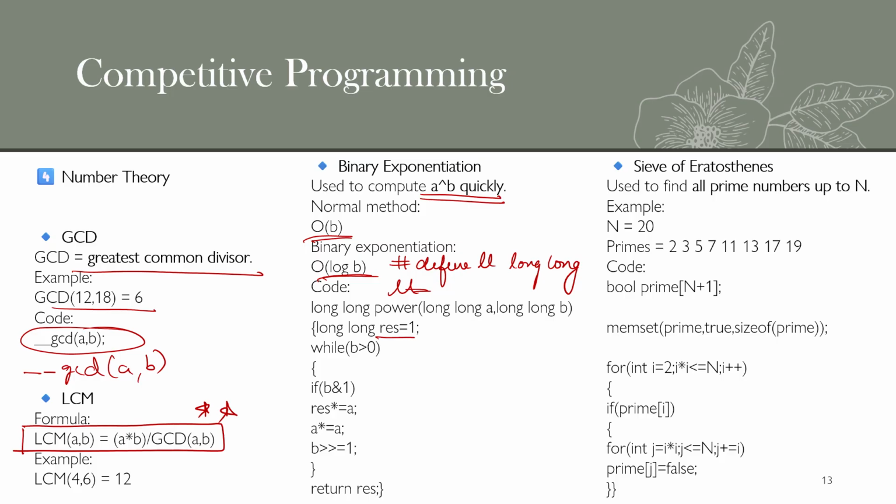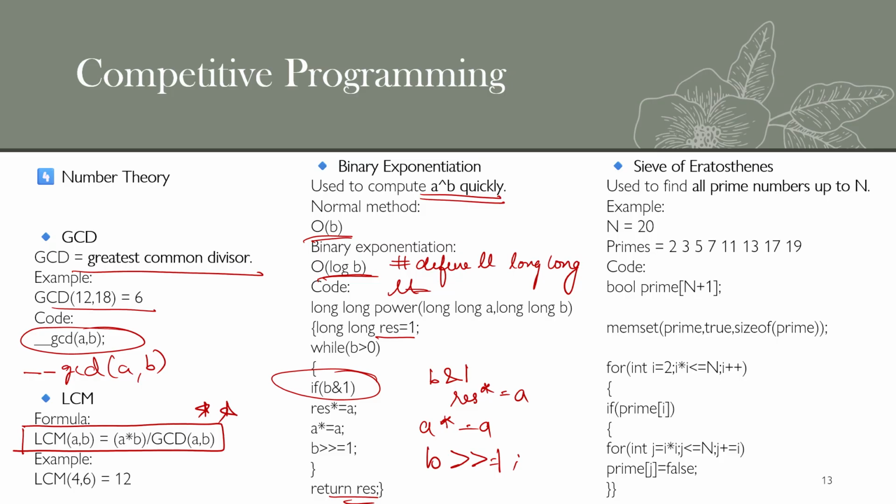Let's say result is equal to 1. If your B is greater than 0, use the AND operator: if B and 1, res *= A. Then A *= A, and B >>= 1, and you return the result. This is what binary exponential is.